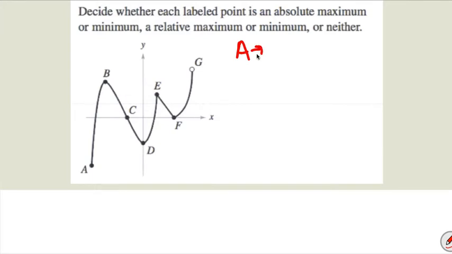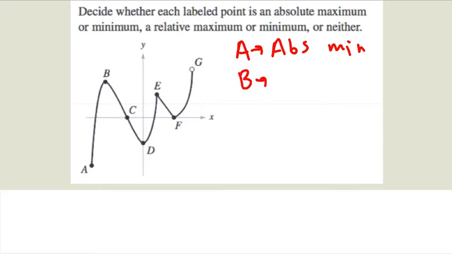All right, so A, because we're looking at a closed interval, there is a filled in value there for A. This is the entire graph, so A would be an absolute min. That is the overall lowest value that this graph is ever at, is A.